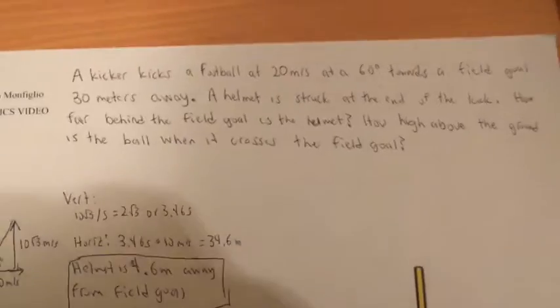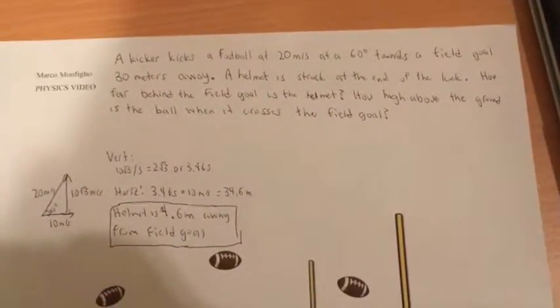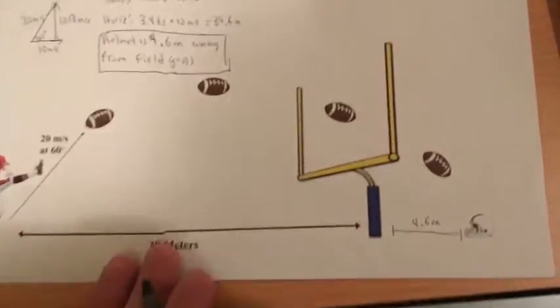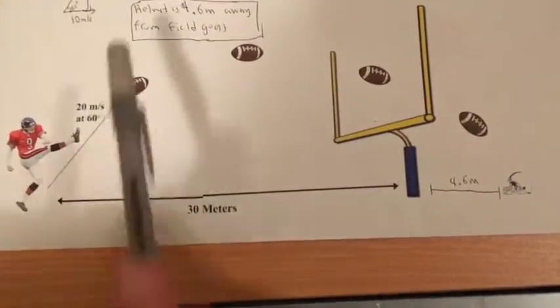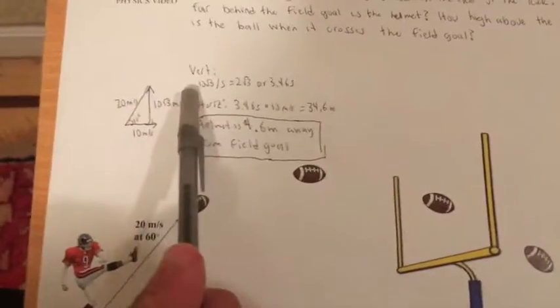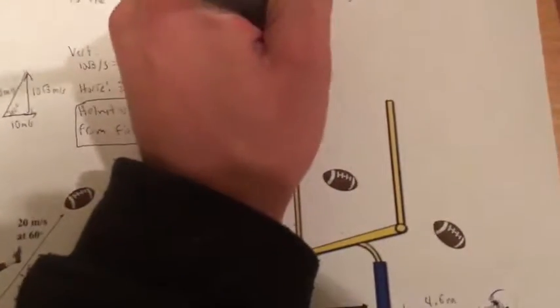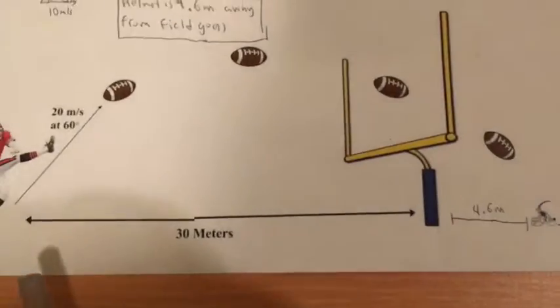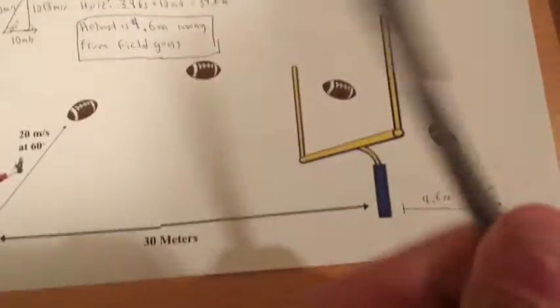Okay. And then for the second part of the problem, we need to find how high above the ground the ball is when it crosses the field goal. So for this one, instead of solving time with the vertical direction and then applying it to the horizontal, we're actually going to do the opposite, because we need to find out how long it took for the ball to get to 30 meters, because that's where the ball is when it crosses the field goal.